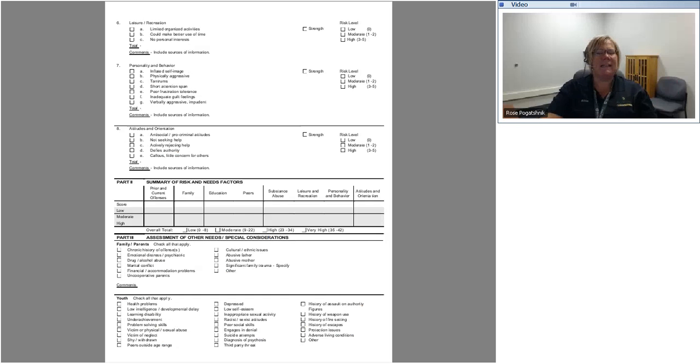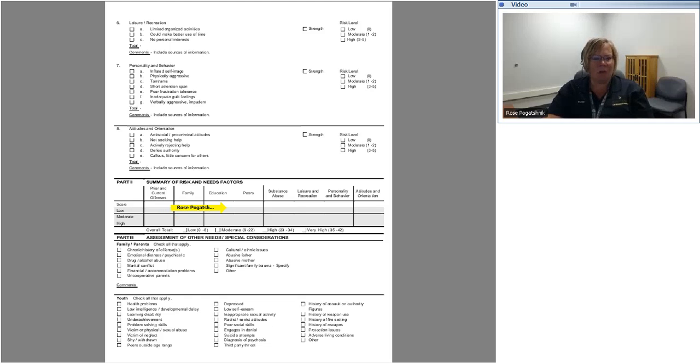All right, the sixth is leisure and recreation. What do they do for fun? And is it legal, for lack of better terms? We also assess their personality and behavior, and attitudes and orientation, nothing to do with their sexual orientation at this point, but how is their orientation towards society and their attitudes towards society and others. All right, then part 2 is where we mark those out, and where they were assessed at low, moderate, or high.